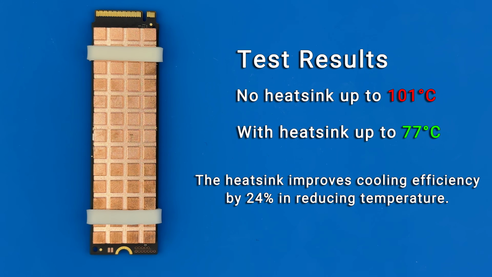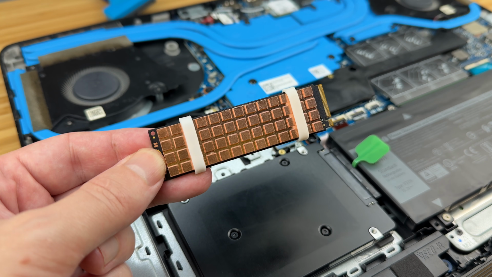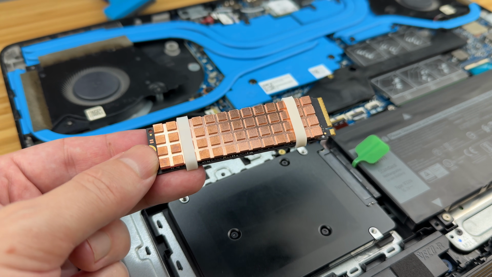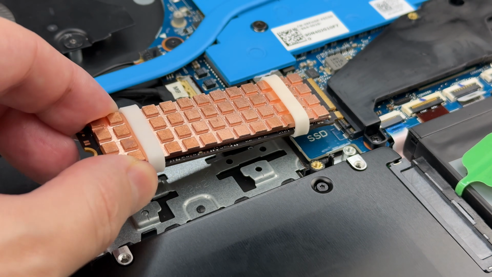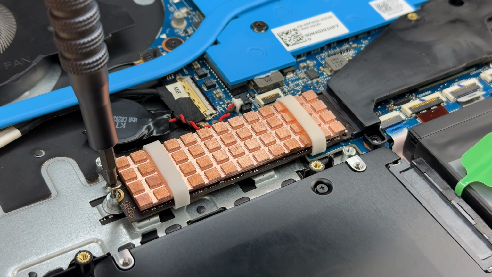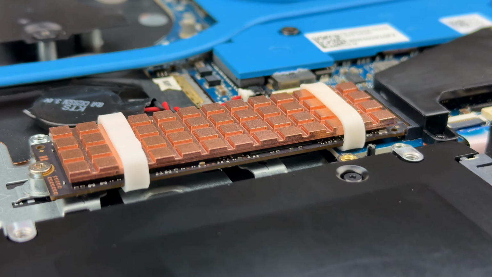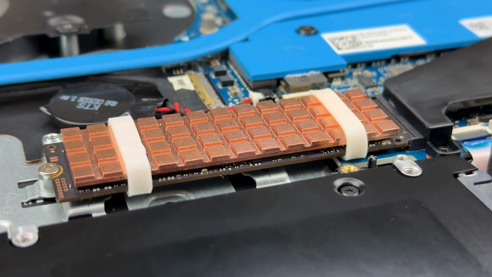In my test with the Samsung SSD, adding a heatsink reduced the controller's temperature from 101 to 77 degrees Celsius during prolonged stress testing. Using an additional heatsink for M.2 NVMe SSDs helps ensure stable performance, prevents thermal throttling, and extends the drive's lifespan. For high-performance SSDs or systems with limited cooling, such as laptops, a heatsink is a valuable investment.